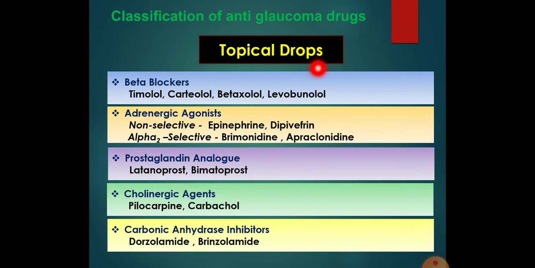Classification of different anti-glaucoma drugs: it can be classified into many types. The beta blockers, the examples are timolol, carteolol, betaxolol, levobunolol. So we have mentioned 4 of these. How these are a little bit different from each other, we can discuss in brief.